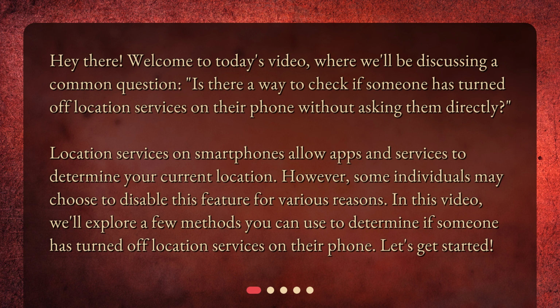Is there a way to check if someone has turned off location services on their phone without asking them directly? Location services on smartphones allow apps and services to determine your current location. However, some individuals may choose to disable this feature for various reasons. In this video, we'll explore a few methods you can use to determine if someone has turned off location services on their phone. Let's get started.